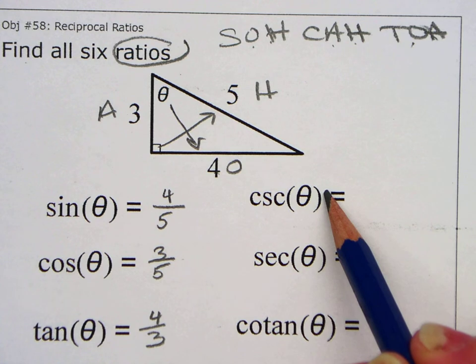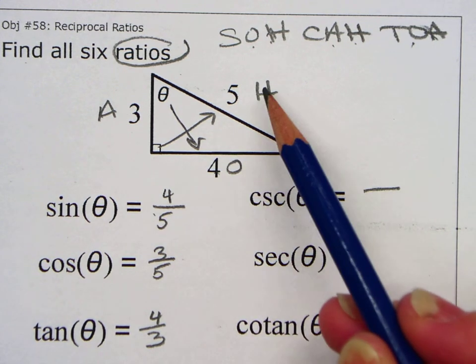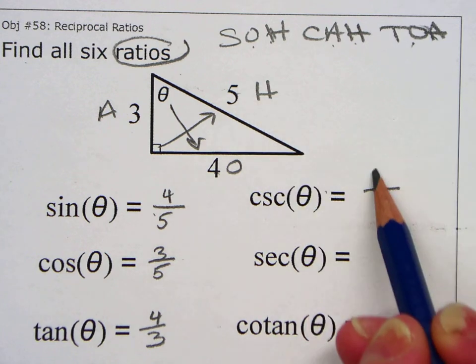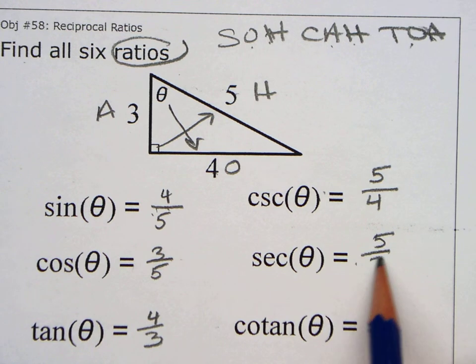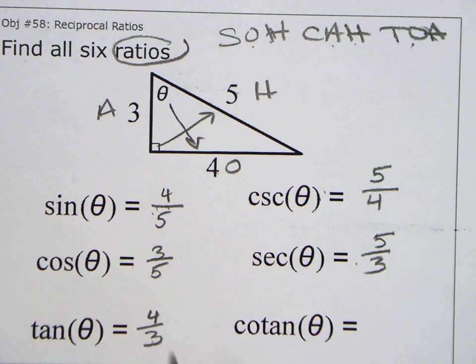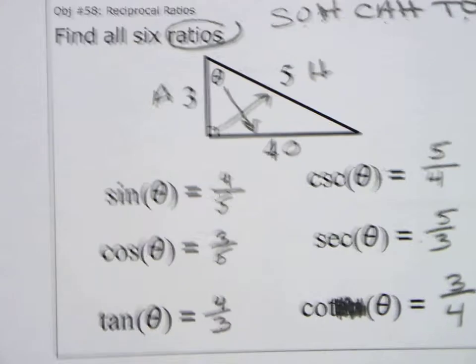Now, cosecant is the reciprocal. It's hypotenuse over opposite, right? Hypotenuse is 5. Opposite is 4. What do we do to that fraction? Literally flip it. There's a reason we always put those next to each other. So what's this one going to be? You just flip it, 5 over 3. And cotan, just flip it, 3 over 4. I don't know why I put the A in. It's COT. It's cot. Ugh. Cotan.